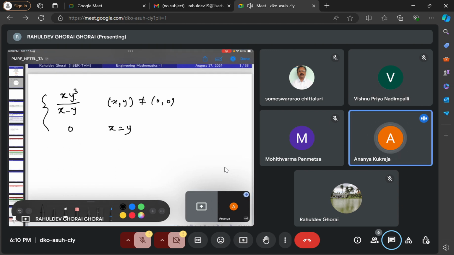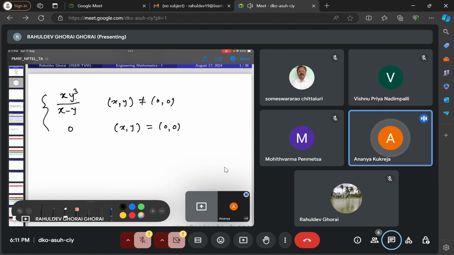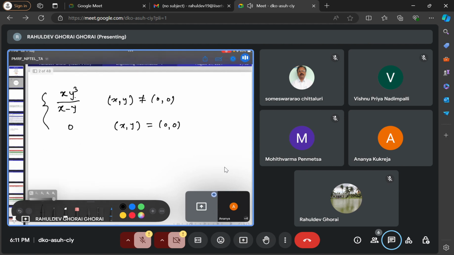Yes, sir. This question was in last week's assignment, week 3's assignment, question number 6. So was it x minus y? No, sir, I'm sure it's (x, y) in the denominator. Yeah, then I think there will be a mistake, because even though (x, y) is not equal to (0, 0), if x equals y, then x y cube over x minus y is not defined.